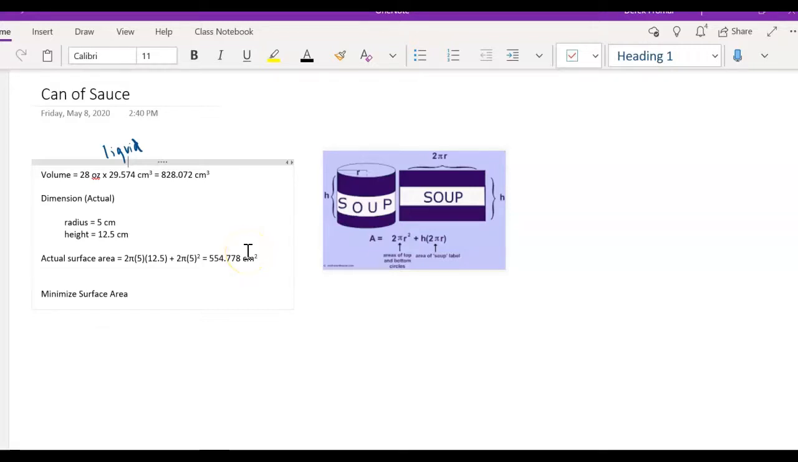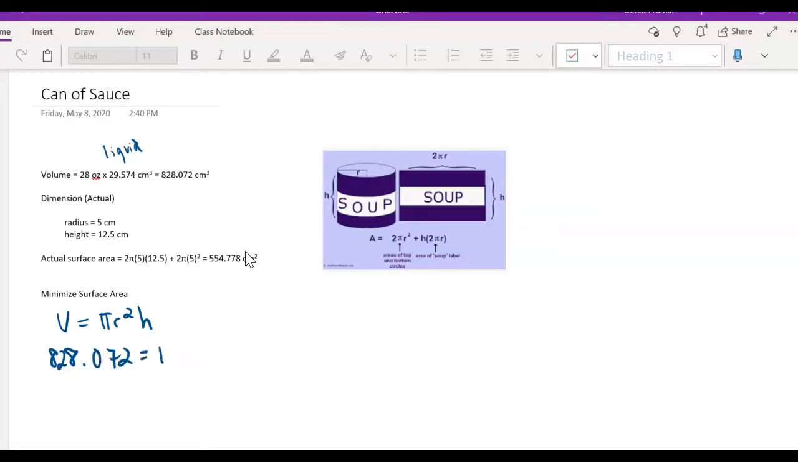Now I want to see if I can make that smaller using the constraint. So again, my constraint is the volume, and the volume of a cylinder is pi r squared h. Volume of 828.072. And I'm going to solve that for h.